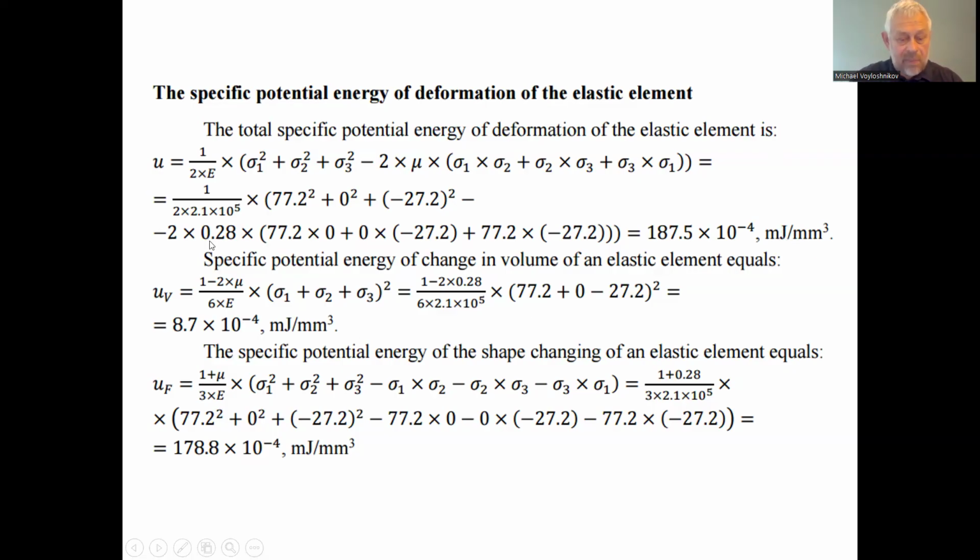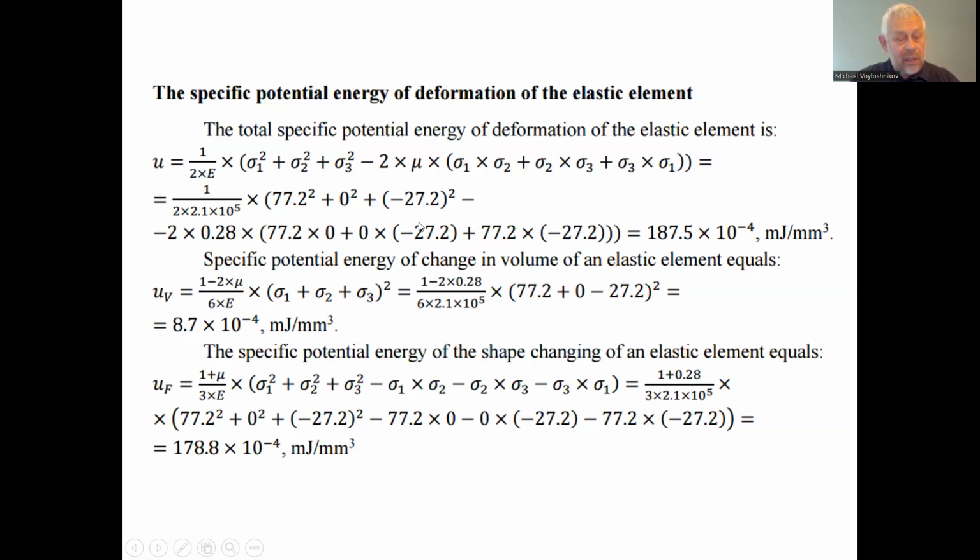Per cubic millimeter. The specific potential energy to change the volume of the elastic element equals... First, let's consider which part of the specific potential energy of deformation of the elastic element is spent on the change of volume. We got this formula in one of the previous articles, maybe 7.5, and this factor is not dependent on the stresses. In the stresses, we have only the three stresses squared. After the substitution, we get 8.7 × 10^-4 millijoule per cubic millimeter.